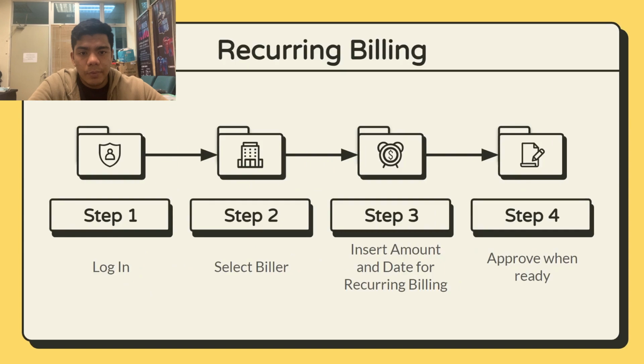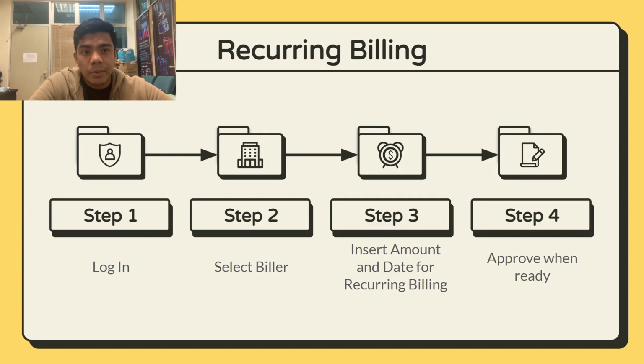So basically, I'll show you the payment part. Step one is to log in. This is an overview. Step 2 is to select the biller. So who do we want to pay to? Like in Mr. Khairul's situation, it's AIA General Berhad.